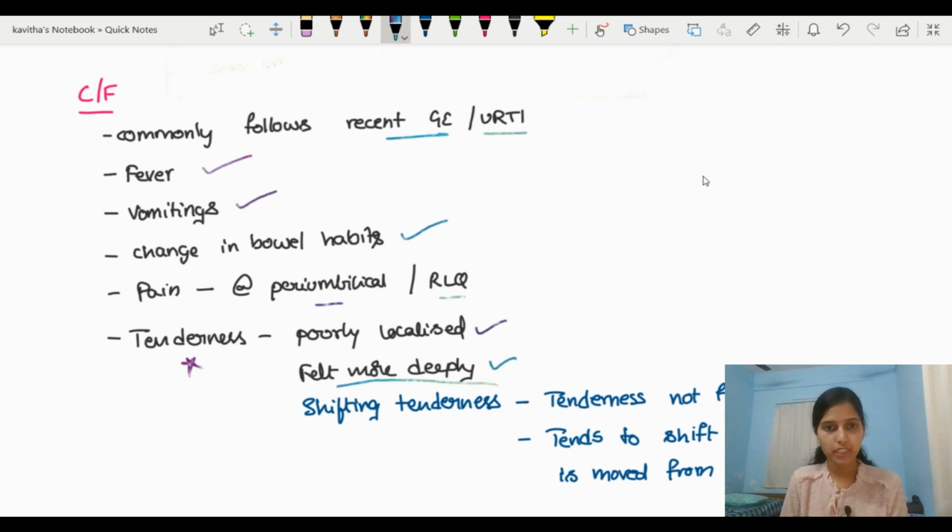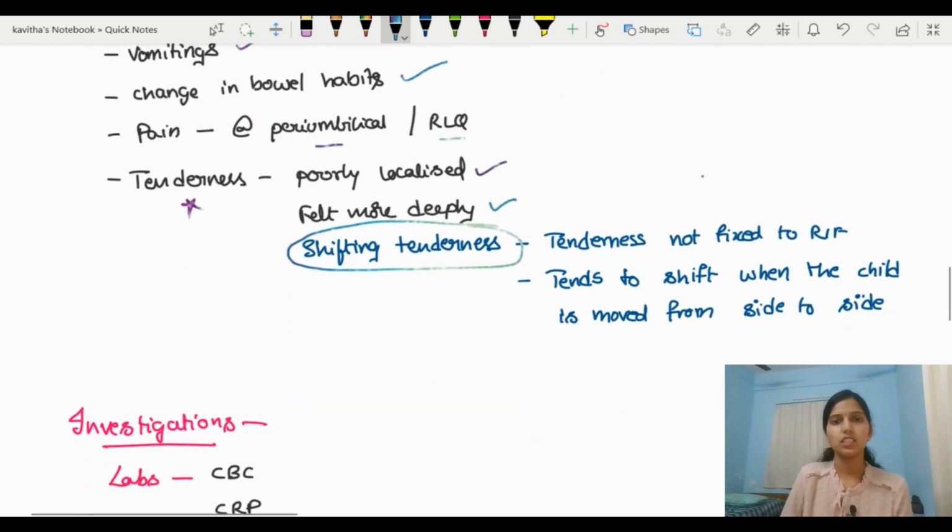And one important point is shifting tenderness. What is it? Shifting tenderness is a tenderness that is not fixed to the right iliac fossa region, but when the child is moved from side to side, that tenderness will tend to shift. This particular sign is mainly seen in mesenteric adenitis, but not seen in acute appendicitis.